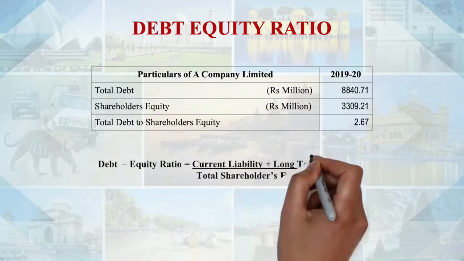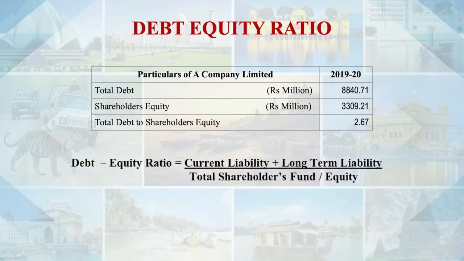Now let us see how to calculate it. The debt equity ratio equals all your liabilities, that is your current liability plus your long-term liabilities, divided by total shareholders' fund or the equity. We will follow the same last example. From there we have taken the total debt as 8840.71, and in that particular data you have a shareholders' equity of 3309.21. So we divide the total debt, that is current liability plus long-term liability, by your shareholders' fund, and the ratio is 2.67.